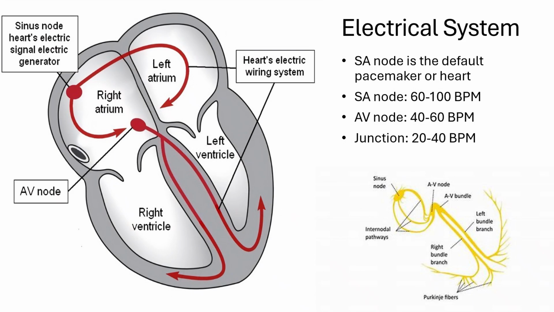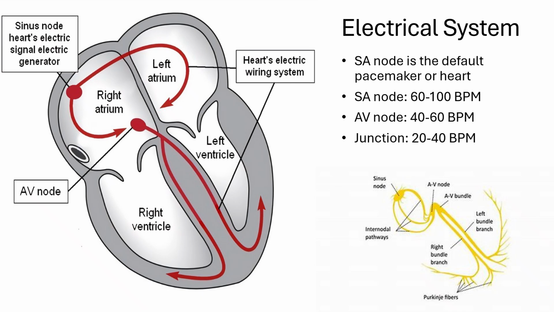The electrical system of the heart is actually pretty complex, but I'm going to do the best I can to break it down as simple as possible. So remember, we have pacemaker cells, which are going to be located throughout the heart, and they're going to work together to initiate that electrical impulse, which is going to excite those mechanical cells and allow them to contract.